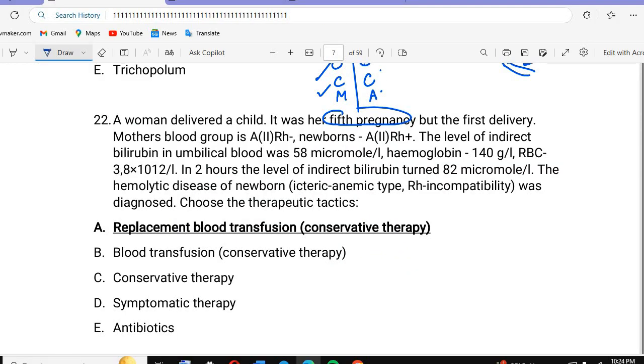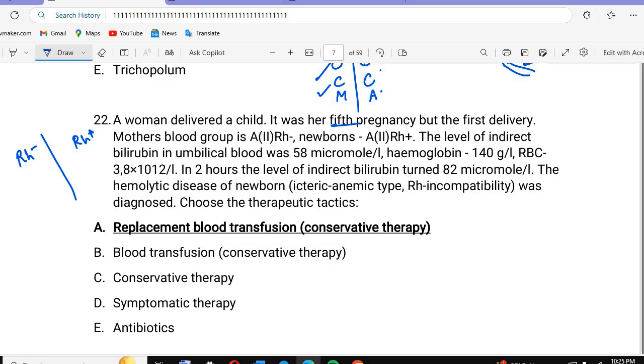But the first delivery, see, a woman delivered a child. It was her 5th pregnancy, but the first delivery. It means the 4 earlier pregnancies were aborted. Mother blood group is A, Rh negative. Newborn is Rh positive. So the mother is Rh negative and the newborn is Rh positive. So there is a high chance of what? Rh incompatibility. The level of indirect bilirubin in umbilical blood was 58.